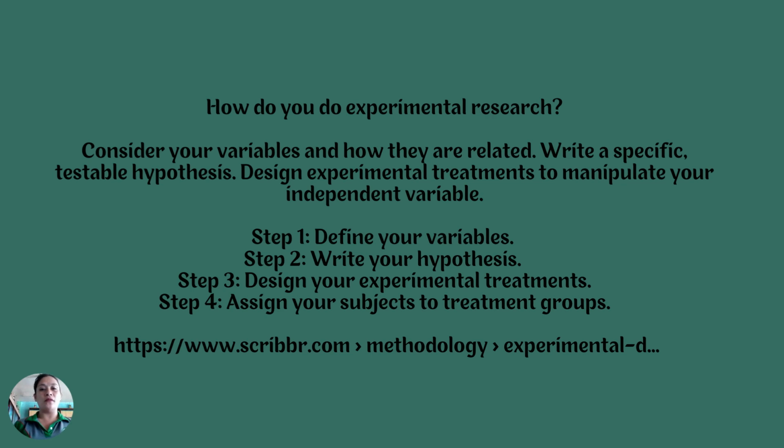How do you do experimental research? Consider your variables and how they are related. Write a specific testable hypothesis. Design experimental treatments to manipulate your independent variable. Number one, define your variables. Number two, write your hypothesis. Three, design your experimental treatments. Four, assign your subjects to treatment groups.